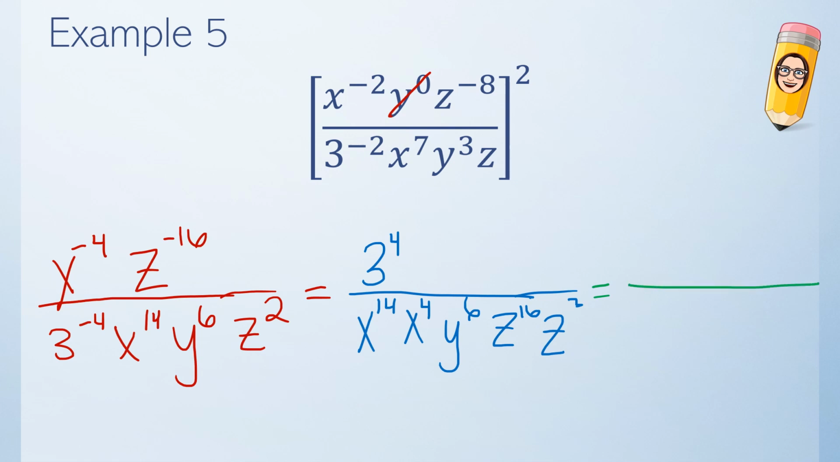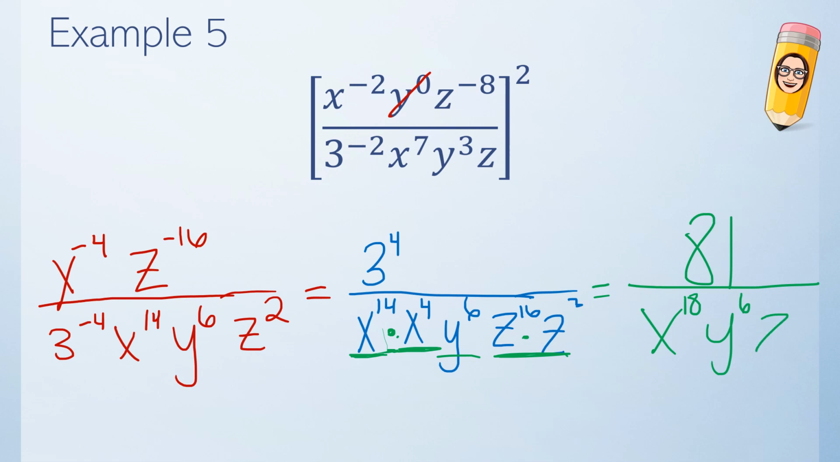Lastly, 3 to the 4th. 3 times 3 is 9, times 3 is 27, times 3 is 81. I have a common base. I'm multiplying bases. Therefore, I add exponents. So I have x to the 18th. I've got a single y. And I'm multiplying like bases of z's. So I add the exponents. That is my final answer.